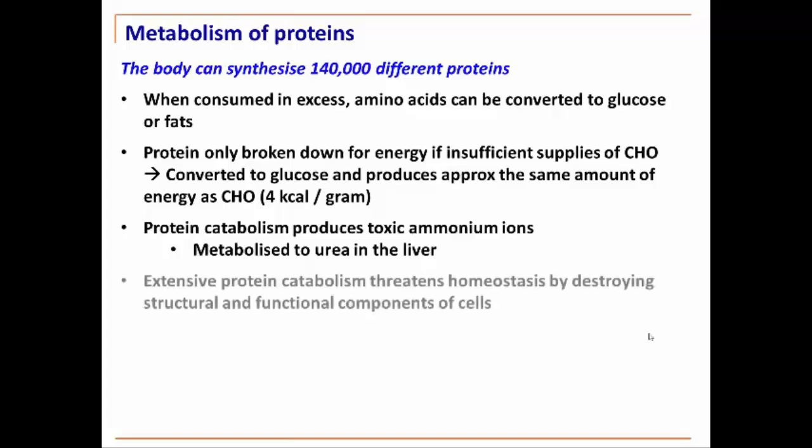breakdown. And of course, extensive protein catabolism or breakdown threatens homeostasis because it destroys the structural and functional components of our cells. So initially, like I said, you'll be breaking down your skeletal muscle tissue, but over time you'll start to break down other proteins within other tissues. For example, in the heart muscle, your liver, wherever it might be, they'll slowly be broken down. And so you're destroying the structure of those cells and you're destroying the functional capacity of those cells.